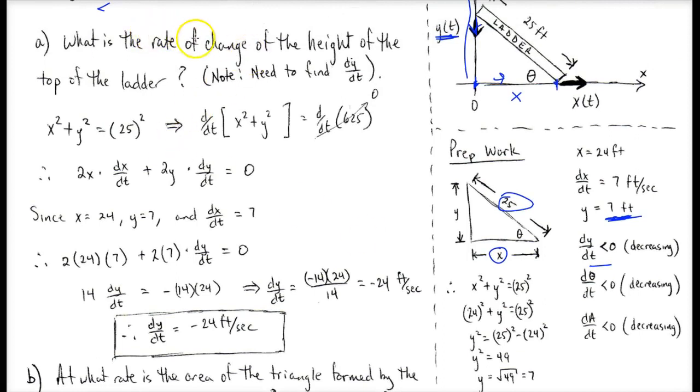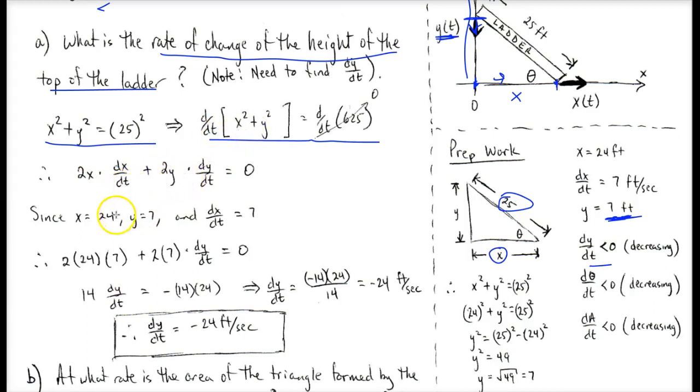We see that what is the rate of change of the height of the top of the ladder? So the top of the ladder is modeled by the function y of t. So we're basically trying to find dy over dt. So as you see here, we set up everything according to Pythagoras Theorem. And we see here that whenever we take the derivative of both sides with respect to t, of course this right side is 0. The left side, we do the chain rule.